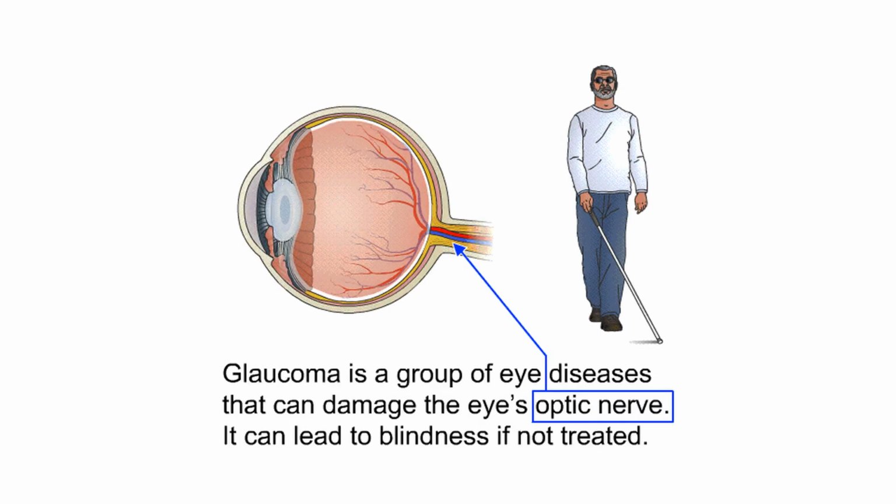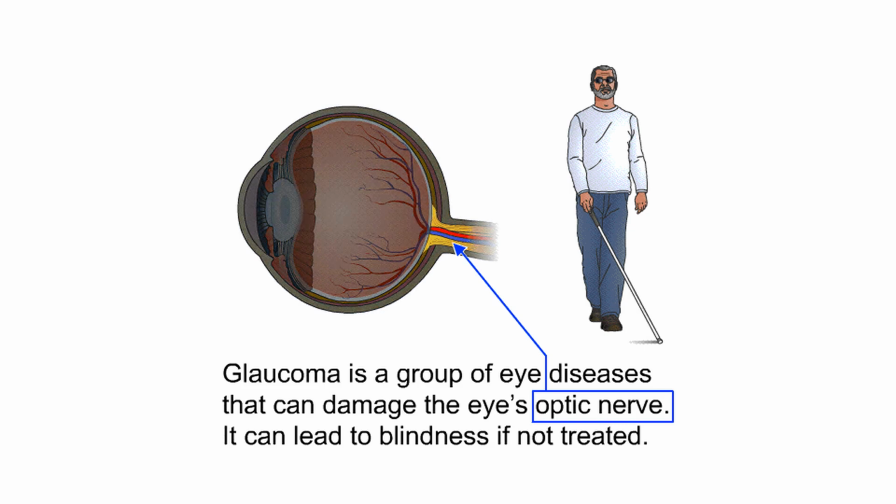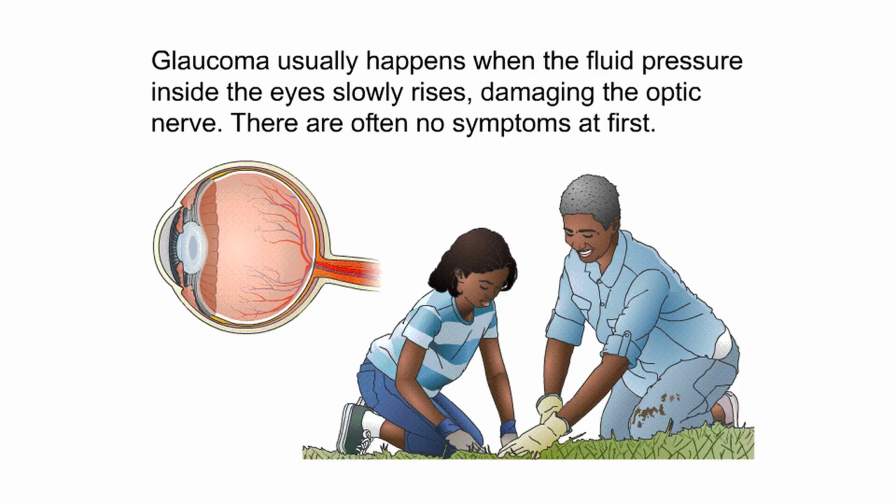Glaucoma is a group of eye diseases that can damage the eye's optic nerve. It can lead to blindness if not treated. Glaucoma usually happens when the fluid pressure inside the eyes slowly rises, damaging the optic nerve. There are often no symptoms at first.